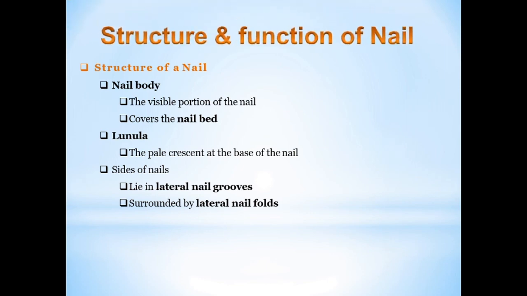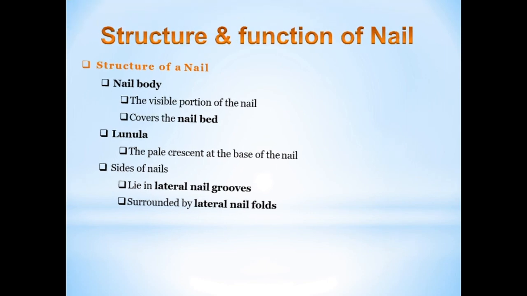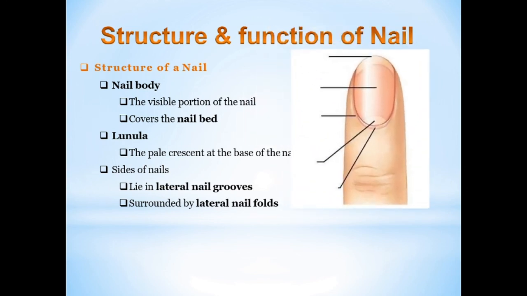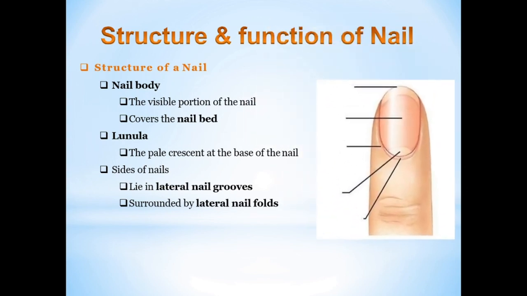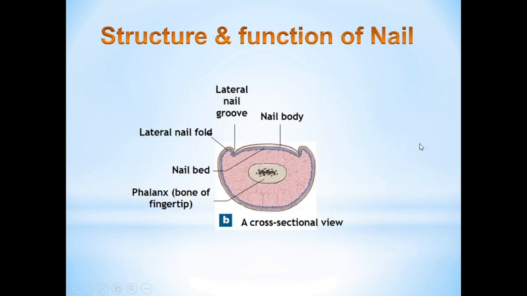Now, the structure of nail. First we will see the nail body. The visible portion of the nail is called the nail body. This is the nail body. It covers the nail bed. Below that there is the nail bed. This is the lunula, the pale crescent at the base of the nail. The sides of the nail lie at the lateral nail grooves. These are the lateral nail grooves, and these are surrounded by the lateral nail folds. These are the lateral nail folds.